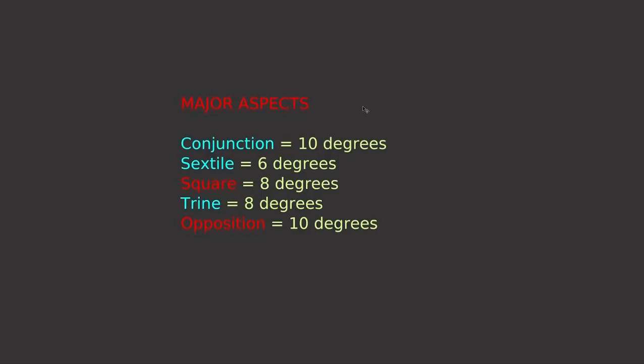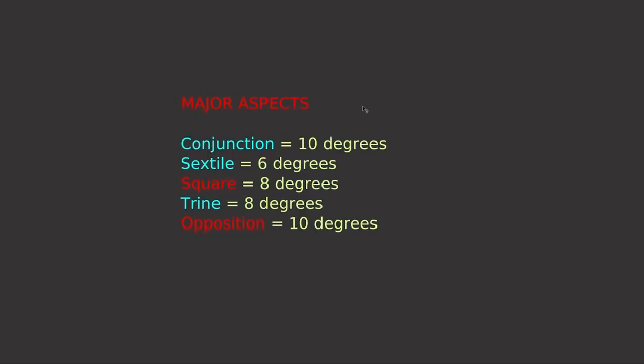So an opposition is going to be across the street. That's going to be a bad angle, and we're concerned at that point with 10 degrees. So you can see sort of a pattern here. You have 6 for sextile, square and trine is going to be 8, and opposition and conjunction, in other words, same house or across the street, we're worried about 10 degrees.